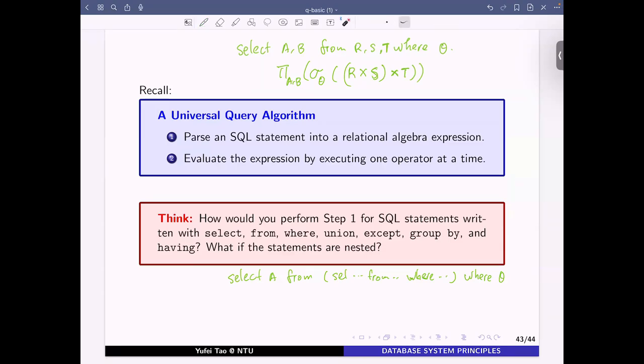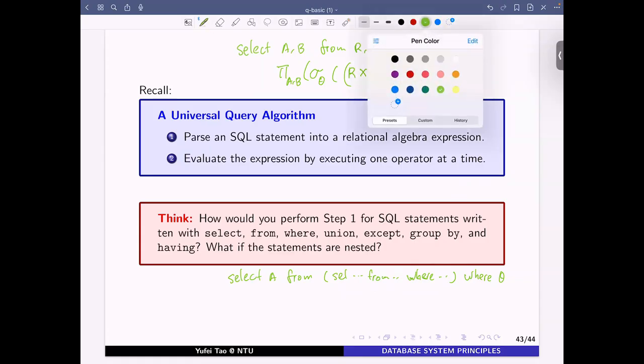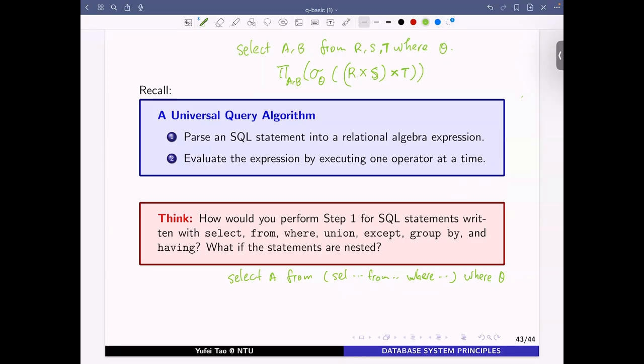So the idea is you want to work inside out, is what I mean. What you're going to do is you will look at this part. You see, this is not nested, right? This is just following the template I gave you. So you want to convert this part into an expression like this. Now remember, I told you before, the output of an expression is again a relation. So after you have obtained this expression for the inside part, you can do multi-step algebra derivation, is what I'm saying.